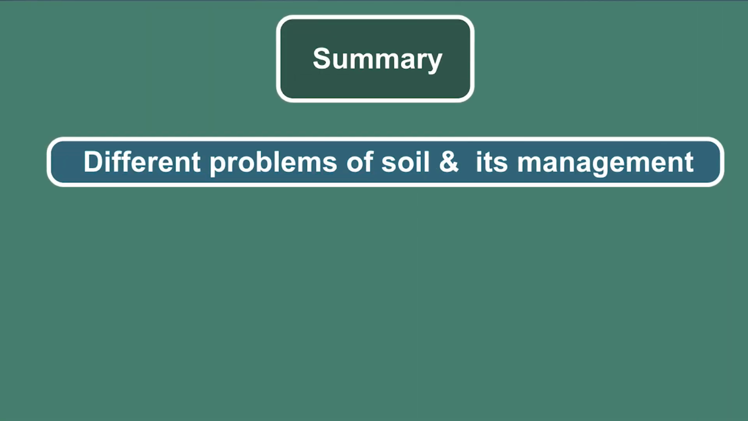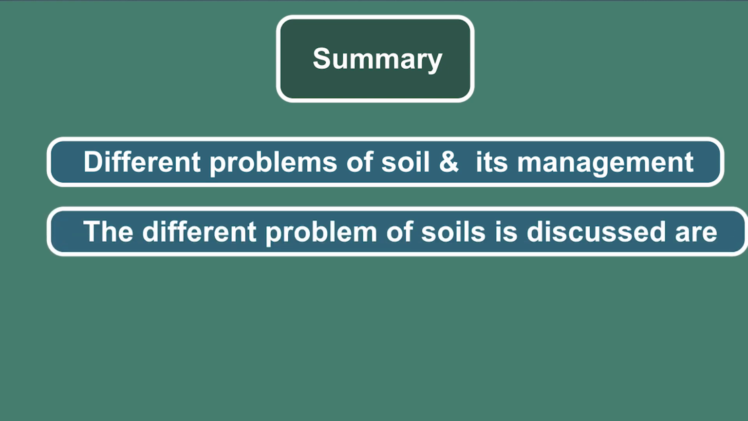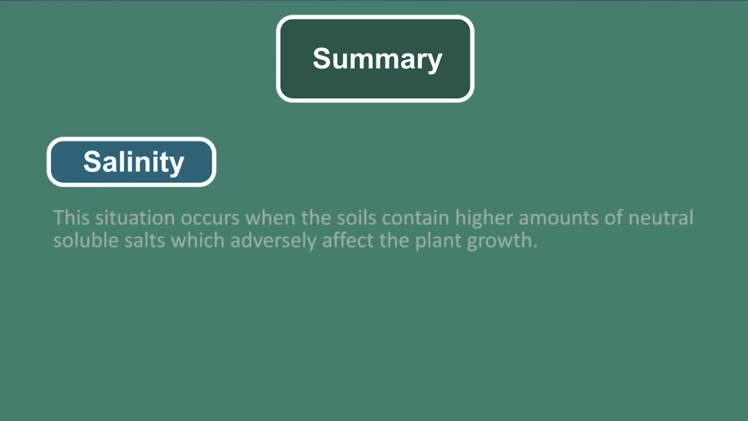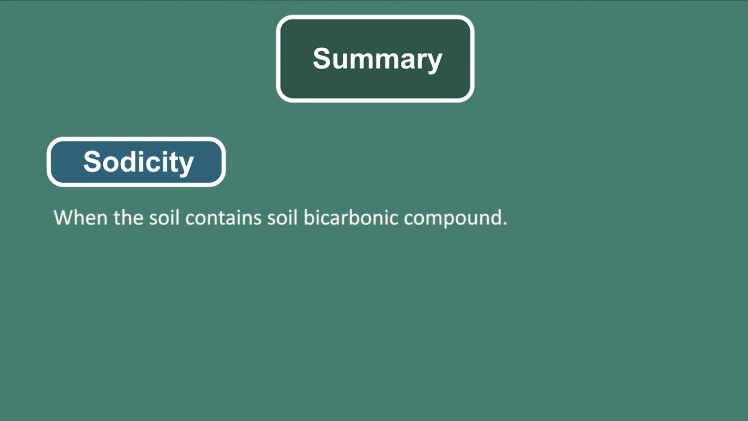Student, let us summarize what we have learned in this video. We have learned about the different problems of soil and its management. The different problems of the soil which were discussed are salinity, the situation when the soil contains a higher amount of neutral soluble salt which adversely affects the plant growth; sodicity, when the soil contains high sodium bicarbonate compounds.